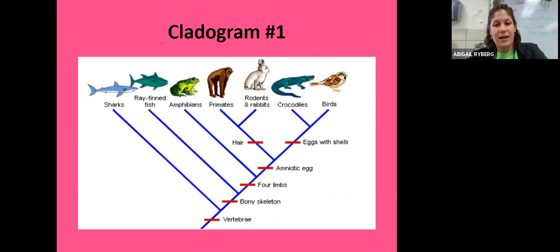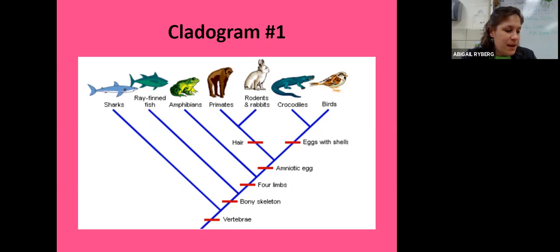If you look at your paper, cladogram number 1 is looking at different types of animals and different characteristics that they have or don't have. Number 1 says, what separates rabbits and primates from crocodiles? Here we have rabbits and primates, and then crocodiles. Hair is one trait, so the crocodiles do not have hair. And then eggs with shells, so primates and rabbits do not have eggs with shells. So the 2 characteristics are hair and eggs with shells.